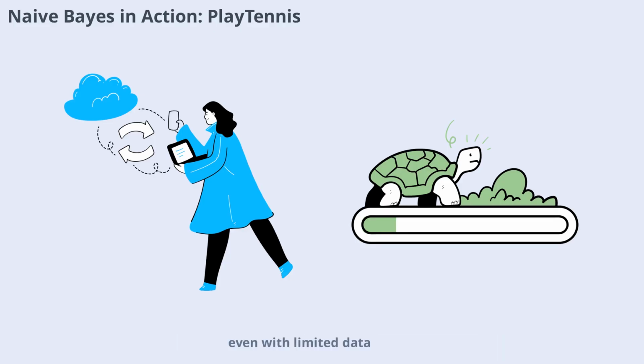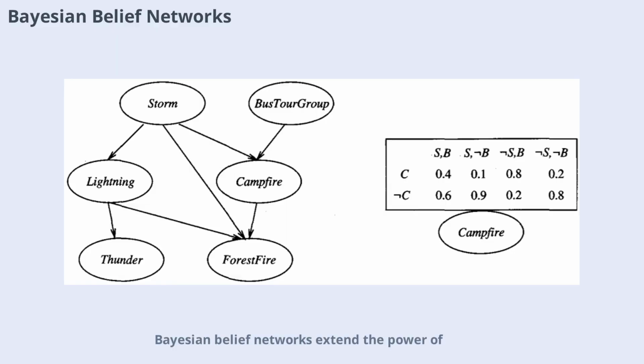with limited data. Bayesian belief networks extend the power of Bayesian reasoning by modeling complex relationships among variables. Represented as directed acyclic graphs, these networks capture conditional independence assumptions and allow for efficient computation of joint probabilities. Each node represents a variable, and the arcs encode dependencies, making Bayesian networks a powerful tool for reasoning under uncertainty.